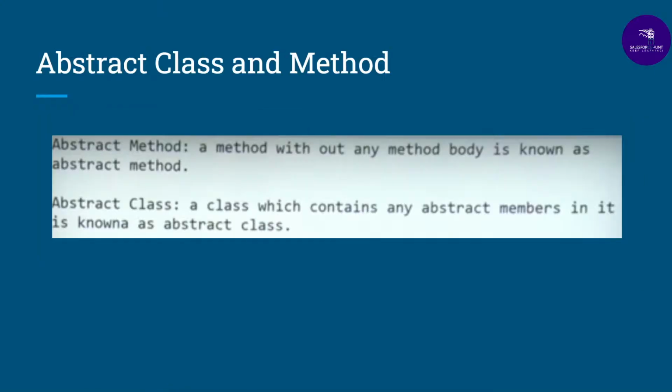Now come to our slide. Now you can see abstract class and abstract method. An abstract method is a method without having any body, that is called an abstract method. So an abstract method doesn't have any body. An abstract class is a class which contains any abstract member in it. So just focus on that as well.